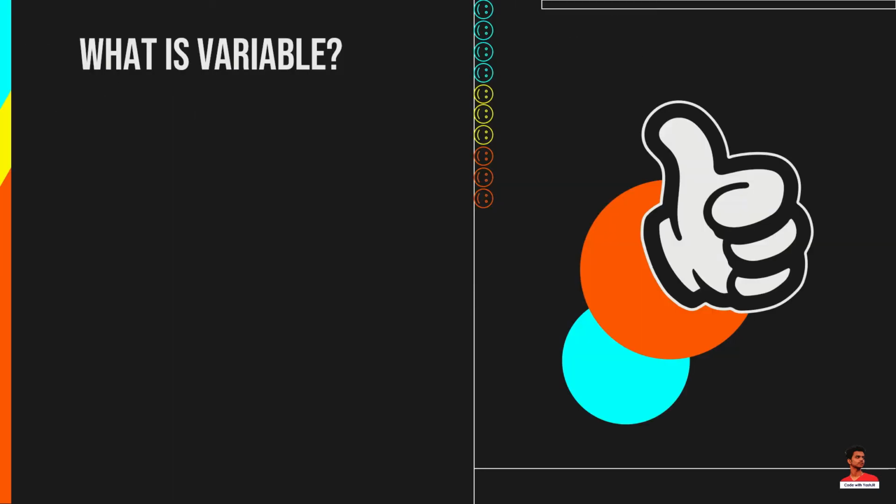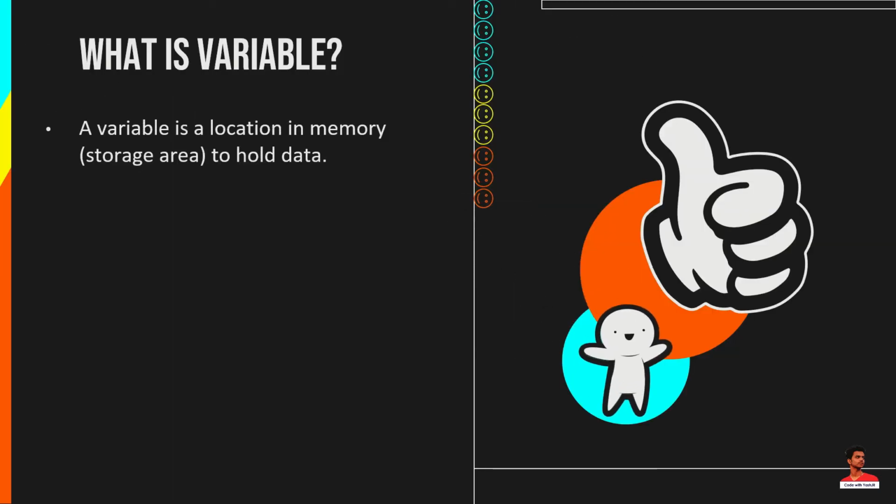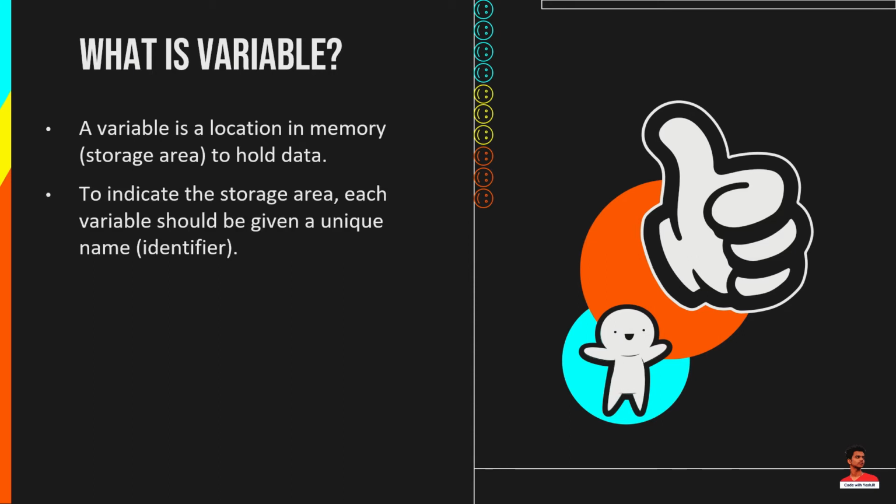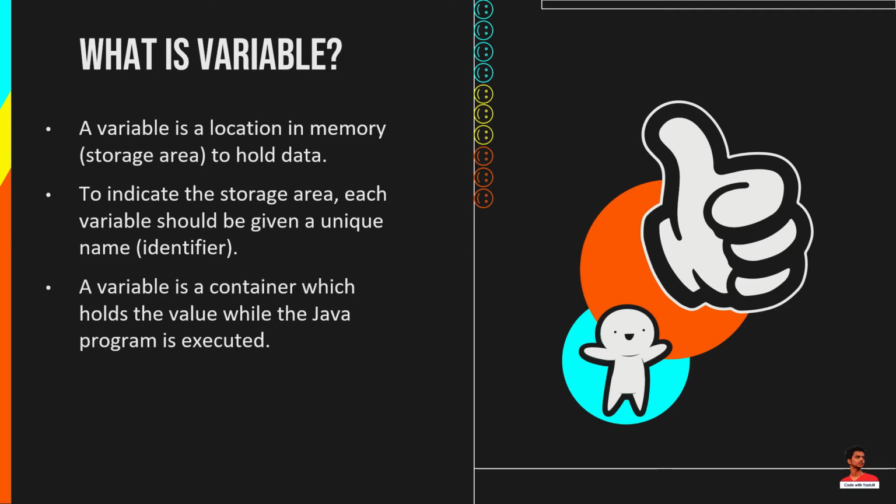What is a variable? A variable is a location in memory to hold data. To indicate the storage area, each variable should be given a unique name. A variable is a container which holds the value while the Java program is executed. A variable is assigned with a data type.